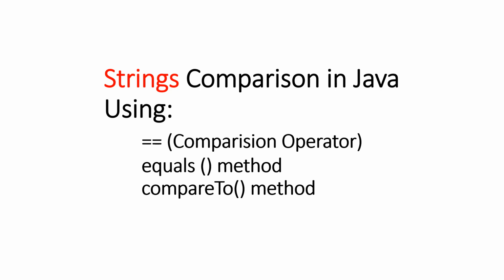Today in this video, we'll see string comparison in Java using the following methods. The first one is the comparison operator, also called double equal. The second one is the equals method, and the third one is the compareTo method.